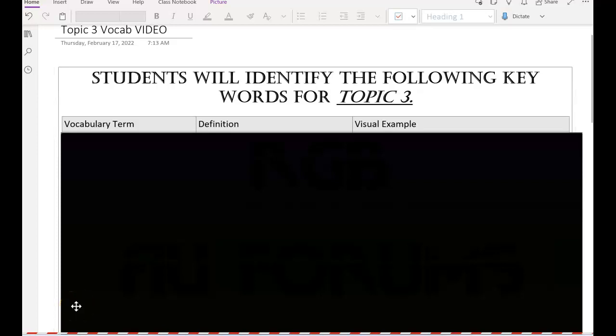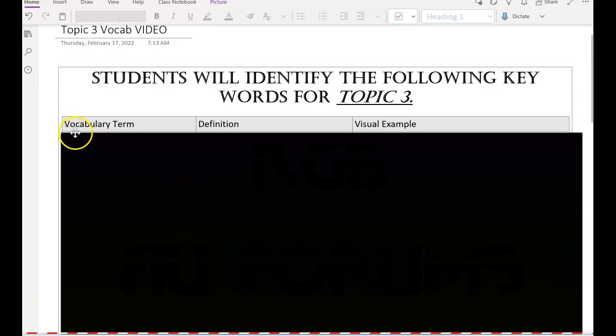Hello there, math friends. It's time to talk about vocabulary for proportional relationships for Topic 3, our next unit of study. The first thing I want you to do is to take your math notebook, find the next clean page after everything that we've done so far, and I want you to draw 3 columns. We're going to take 3 column notes.